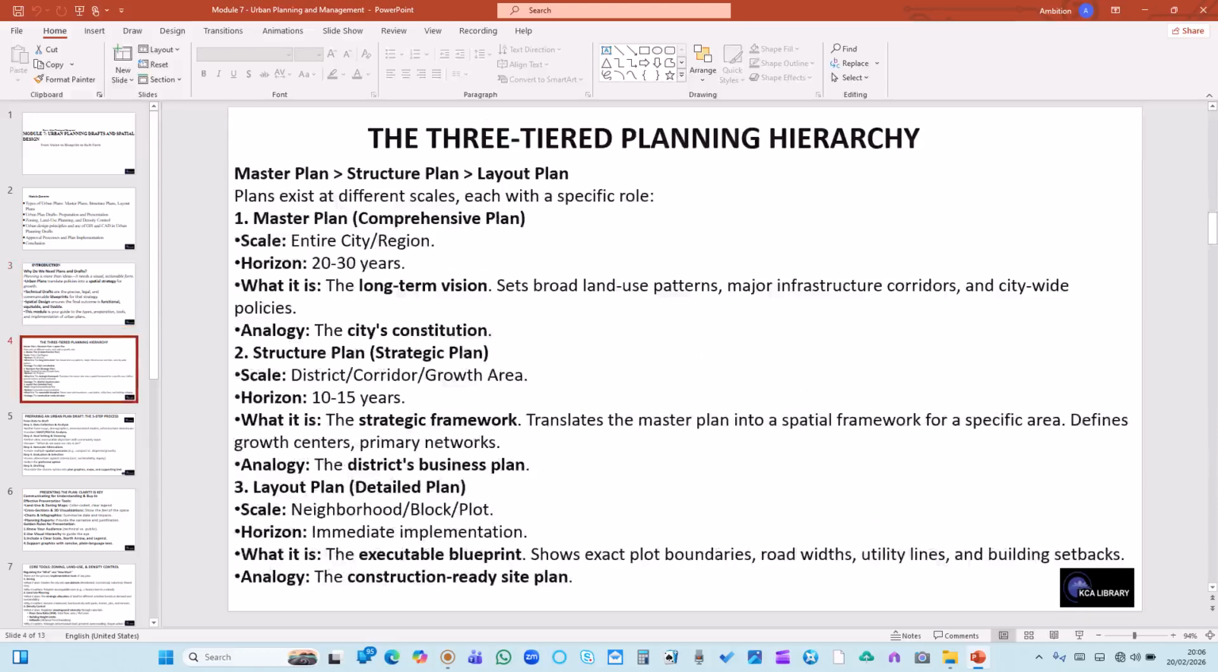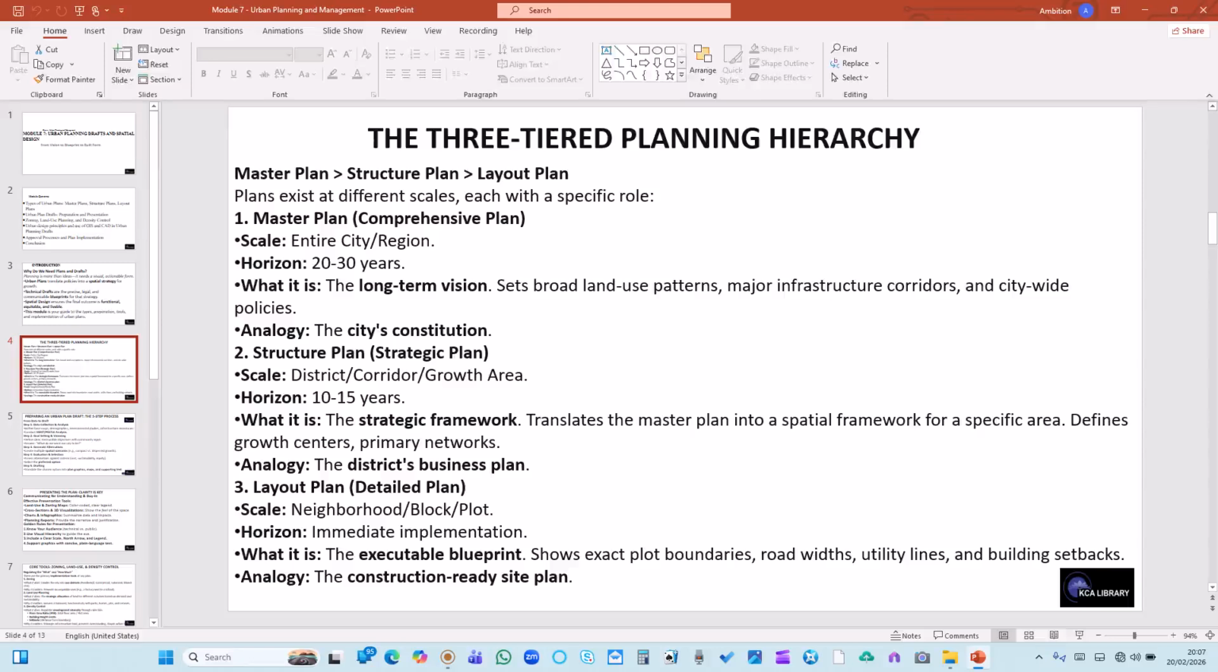Having known that, let us look at the three-tiered planning hierarchy. That is how these plans are arranged in a hierarchical form, ranging from master plan, structure plan, and layout plan. Plans exist at different scales, each with a specific role.